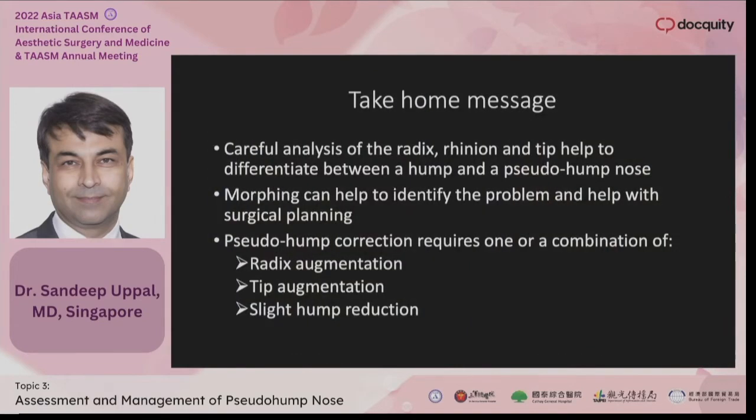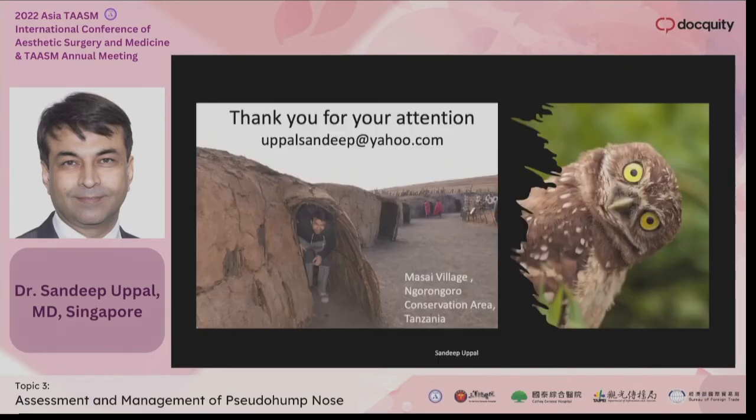So the take-home message is that careful analysis of the radix, rhinion, and tip help to differentiate between a hump and a pseudo hump nose. Morphing, I find, is very helpful to identify the problem and help with the surgical planning as well as patient education. Pseudo hump correction requires one or all of the following: radix augmentation, tip augmentation, and very occasionally a slight hump reduction. Thank you very much for your attention.